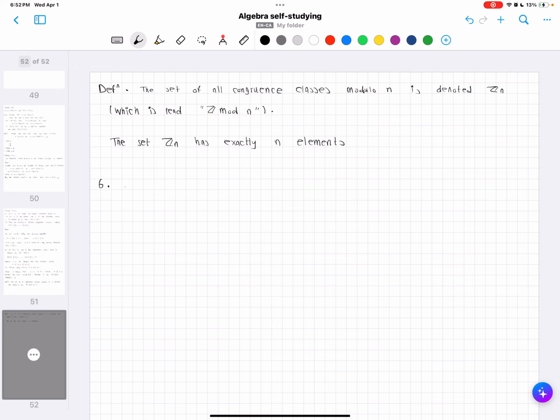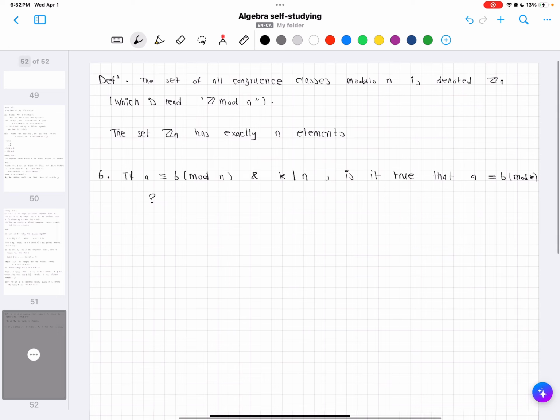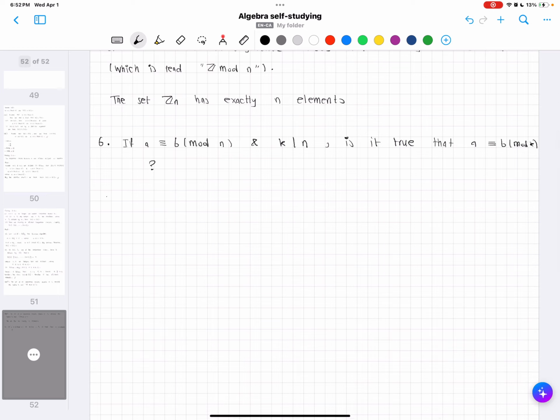Problem 6 says: if A is congruent to B mod n and K divides n, is it true that A is congruent to B mod K? Yes, it is true.